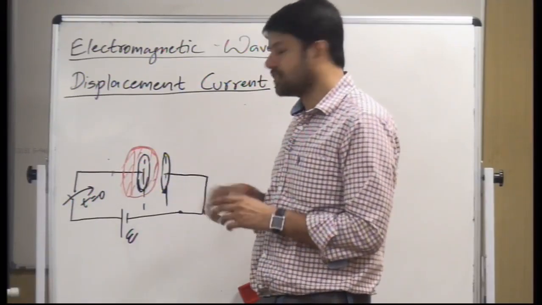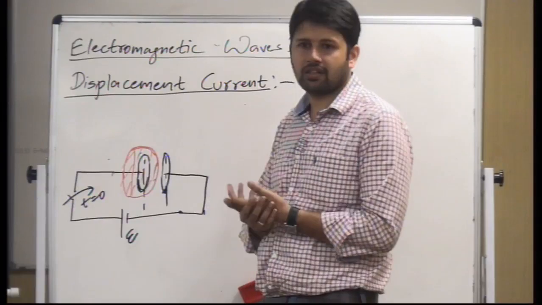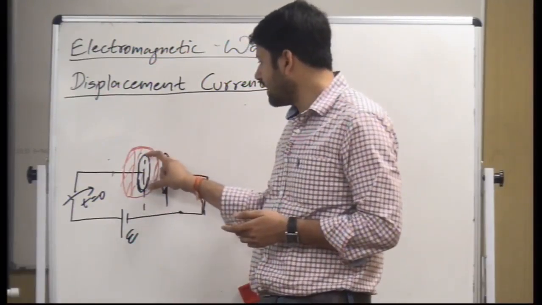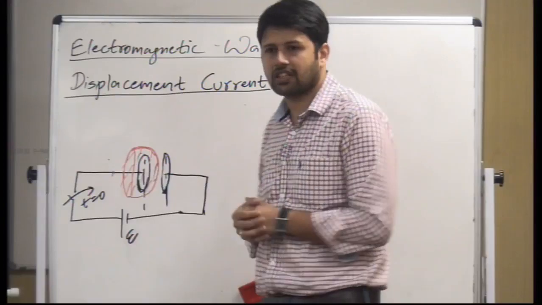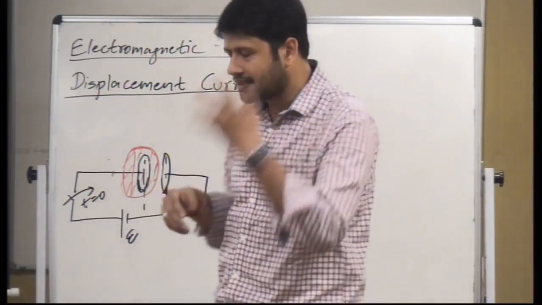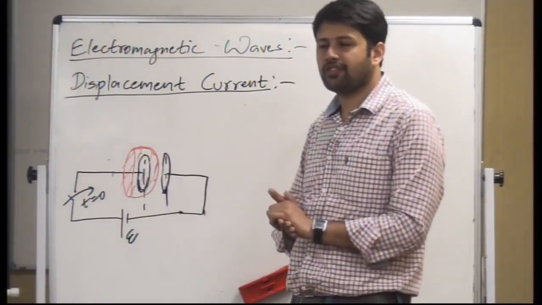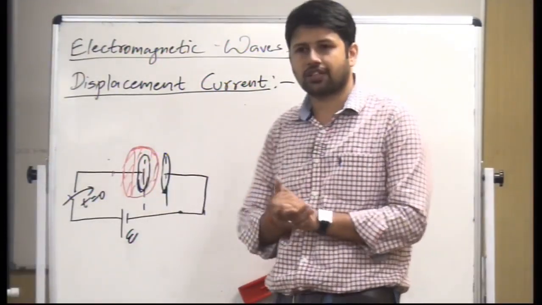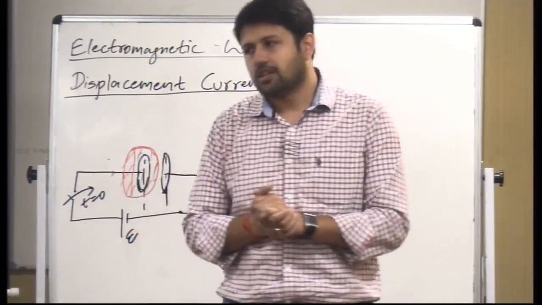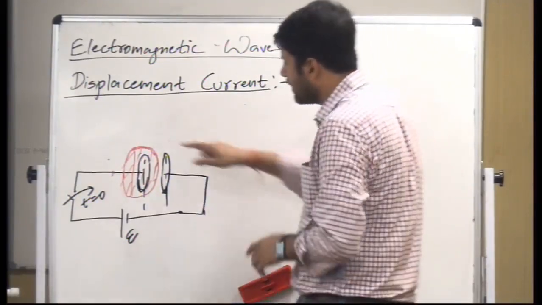But if we apply the same law for the curved surface, since no current is crossing the curved surface, the magnetic field for the curved surface would be 0. Okay, just think about it.